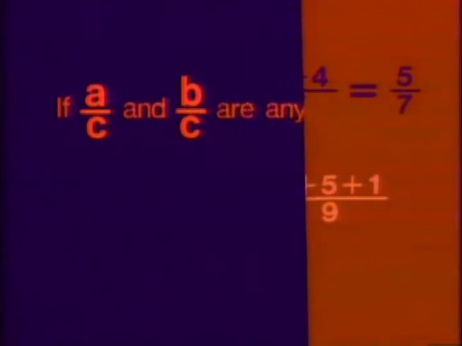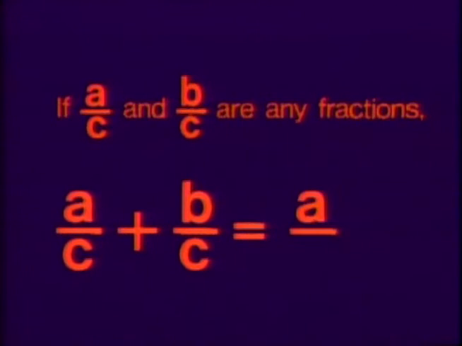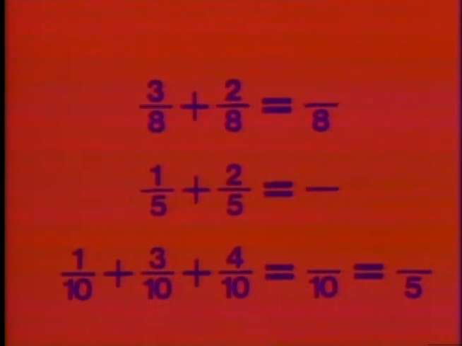In mathematical language, we say if A over C and B over C are any fractions, where C stands for the same number in both places, then their sum is A plus B all over C. Here are some problems to try yourself. They appear in your Modumath text as Exercise 1.